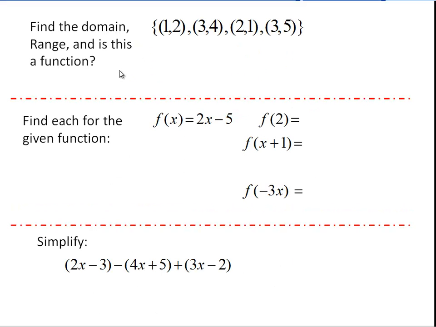Okay, finding domain. Domain is the x numbers, which is 1, 3, 2, and 3. So I normally put them in increasing order, 1, 2, 3. The range is the y numbers, the 2, the 4, the 1, and the 5. So it's 1, 2, 4, 5. Again, you can put them in any order, but I usually put them in increasing order.